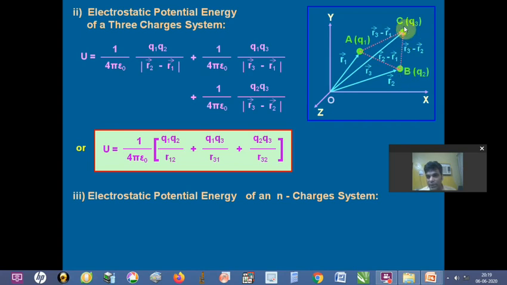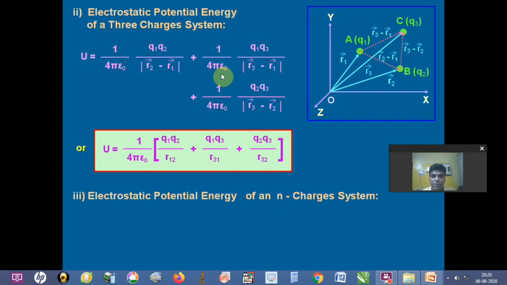Now we have to calculate the potential at point C. Then what will be the potential? Here we have connected point B and point C, and what is the difference? q2 is placed at point B and q3 is placed at point C. So what is the position vector along BC? r3 vector minus r2 vector. So we have 1 by 4 pi epsilon naught q2 q3 upon r3 vector minus r2 vector. That means the next, third term will be AB, due to the interaction between q1 and q2. What will that be?